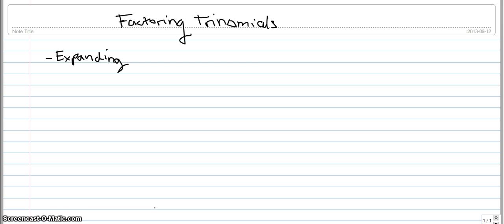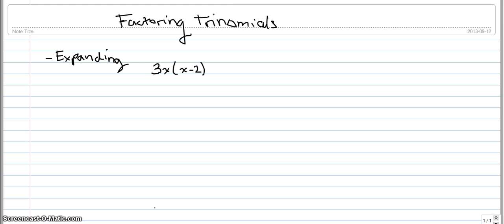Okay, so the first thing that you have to know how to do is expanding. You have to know how to expand something. Pretty much when you expand, you're getting rid of any brackets that are in your expression. By the way, what is an expression? An expression is just an algebraic expression that doesn't have any equal signs. By algebraic, I mean there's variables and numbers in there.